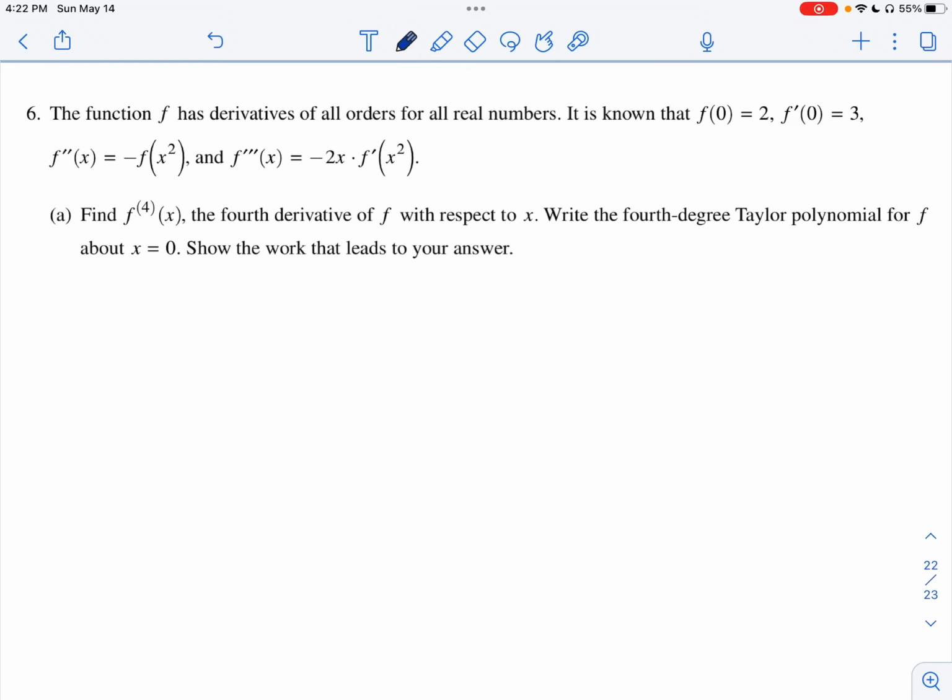Quick note before we begin, my kids are watching Harry Potter downstairs, and my 2-year-old is up from his nap. So if you hear background noise, then just pretend it doesn't exist because we are focused on Taylor series right now.